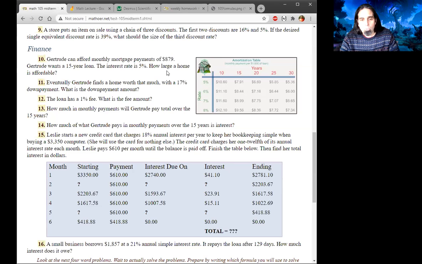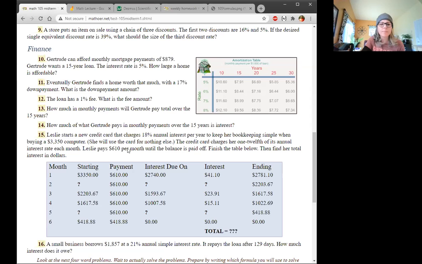So how large a home is affordable? What's the down payment amount? What's the fee? Then it's asking a slightly different thing. It's asking how much will she pay total over 15 years? So once we know what her monthly payment really is, we just have to multiply it by 15 years times 12 months per year. And then it asks how much of that is interest. Should we do this set so you'll have this done before you try practice tests? Sure. Yeah, that seems really helpful. Okay.